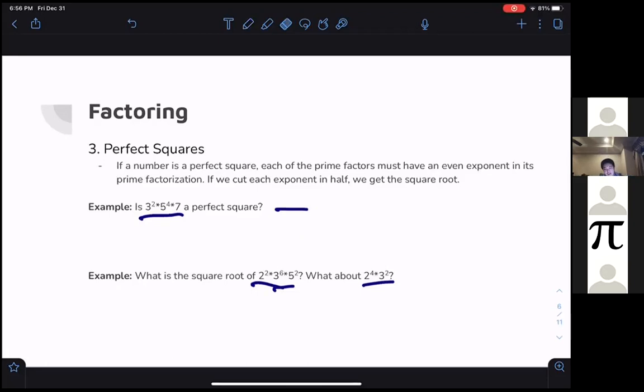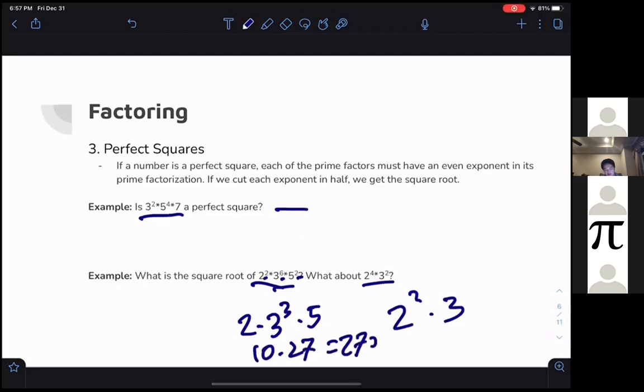And you all are fast, so this is just 2 times 3 cubed times 5, as you said, just like half each of these: 2, 6, 2, 2 to the 4 times 3 squared, 2 squared times 3. All right, not too bad. And as some of you said, this is 10 times 27, 270. This is just 12. Yeah.